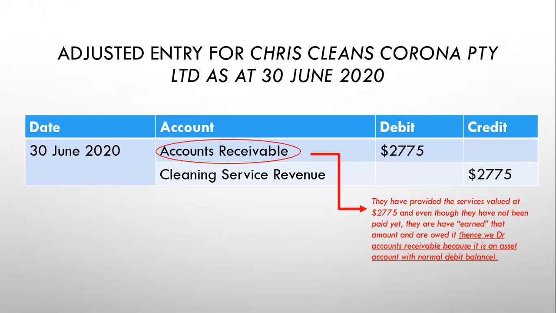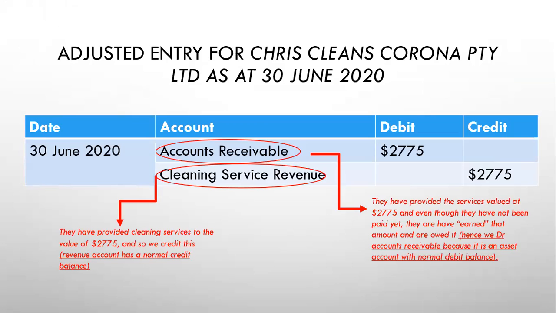Now, having a look at this, we can see that we debit accounts receivable because Chris has provided the services valued at $2,775. And even though they have not been paid yet, they have earned that. And therefore, that's an amount that they are owed. Now, we debit accounts receivable because it is an asset account with a normal debit balance. On the other hand, we credit cleaning service revenue because they have provided cleaning services to the value of $2,775. So we credit this because a revenue account has a normal credit balance.